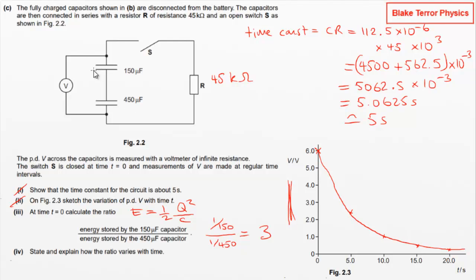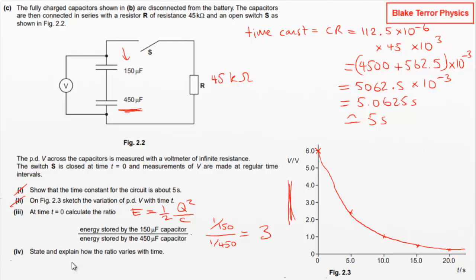We're going to have more energy on the smaller capacitor because it's harder to push the charge on. If you've got a larger capacitance, okay, you can store more charge on it. We can store more charge on this 450 microfarad capacitor, but if it's got the same amount of charge as this one, we've had to do more work to fill up the small one.